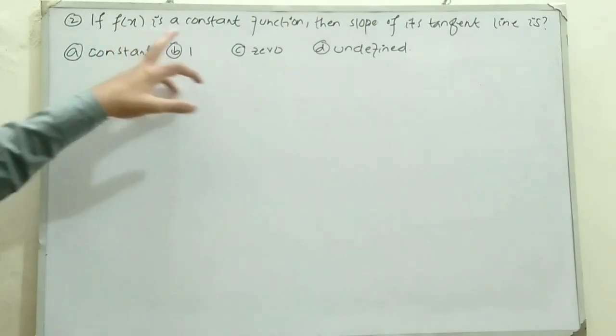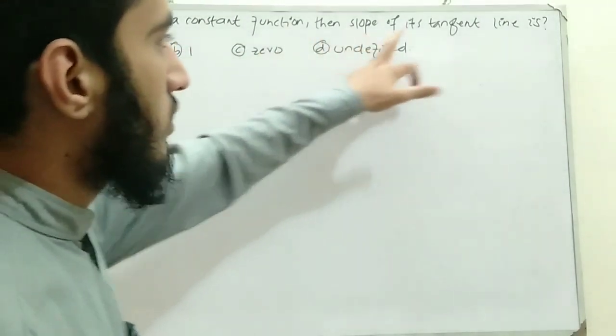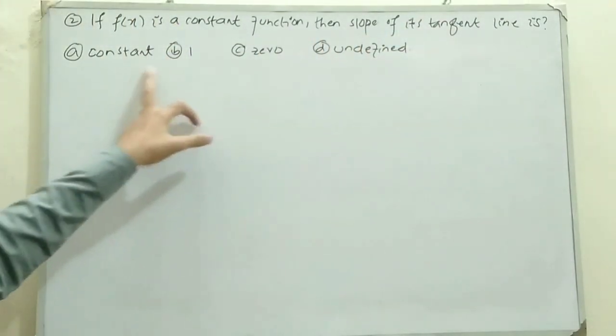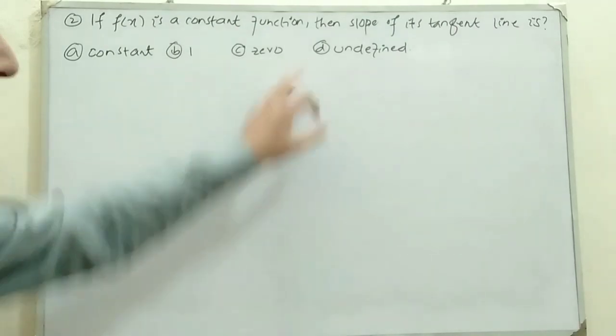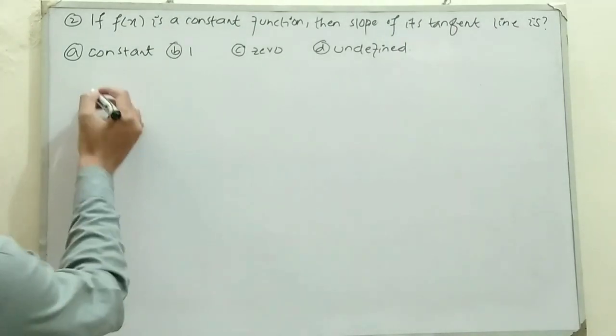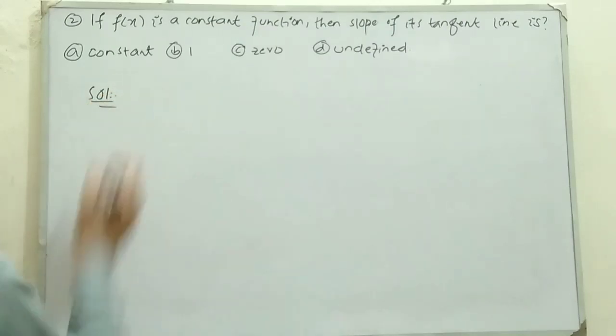It tells us that if f of x is a constant function, then what will be the slope of its tangent line? Option A is a constant, B is 1, C is 0, and the last option is undefined. Let's move towards the solution of this MCQ number 2.